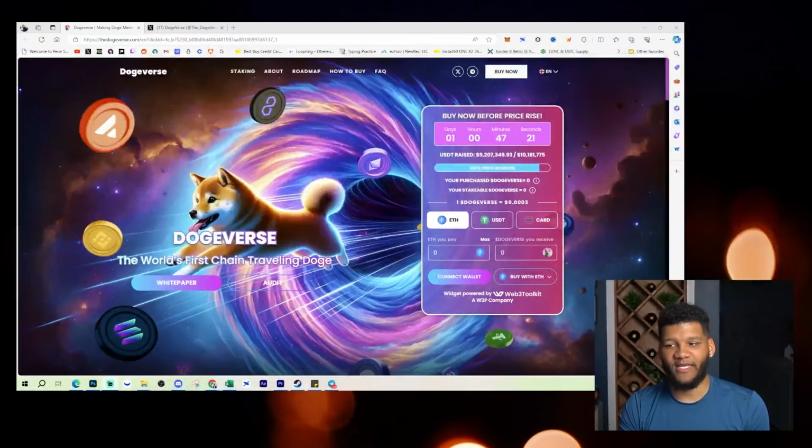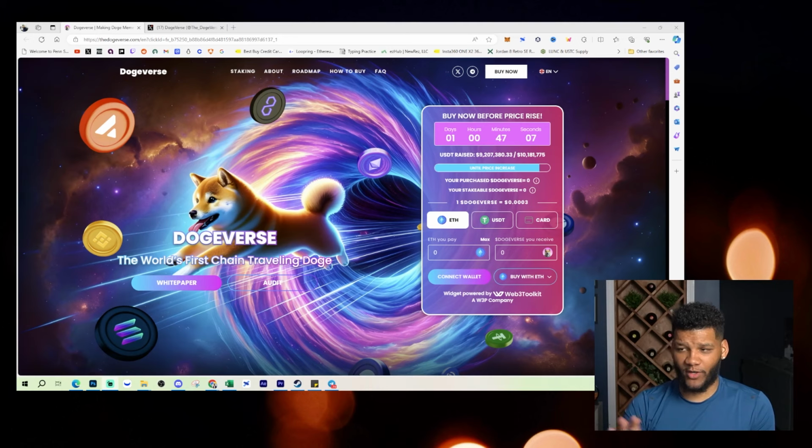The position that we're talking about, if I didn't mention already, is Dogeverse. This is something that already has a ton of popularity, and it is literally a day away from the price rising again. So we're going to go through where the presale is, how much it is, where the price is currently, and go through tokenomics and all that stuff.